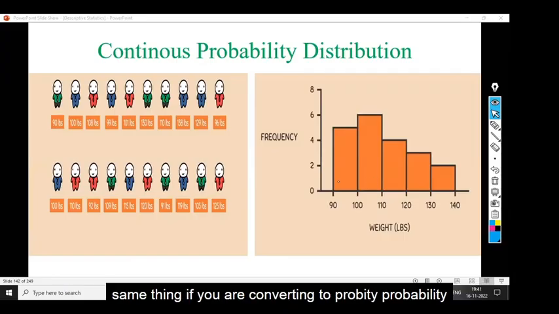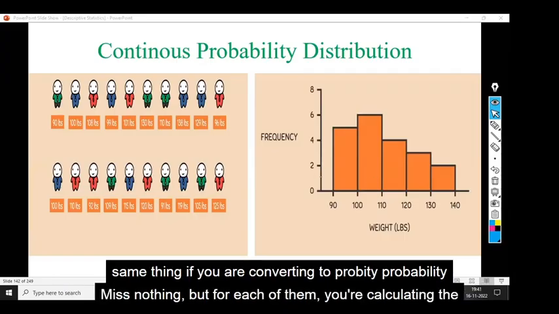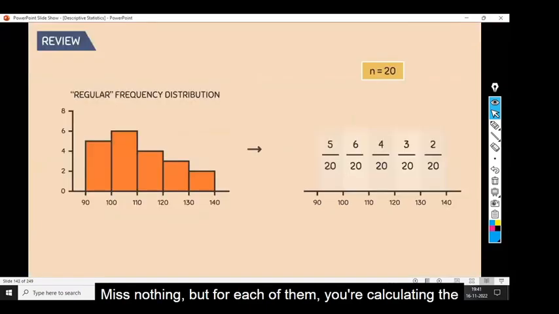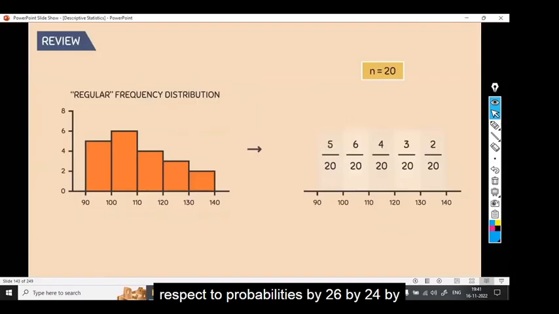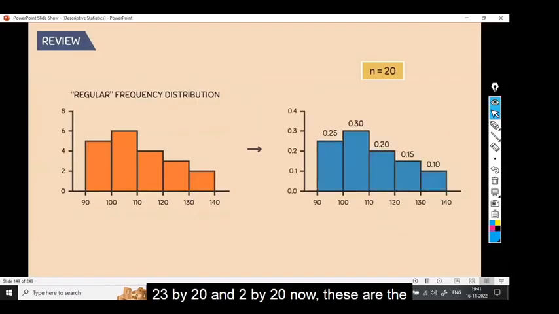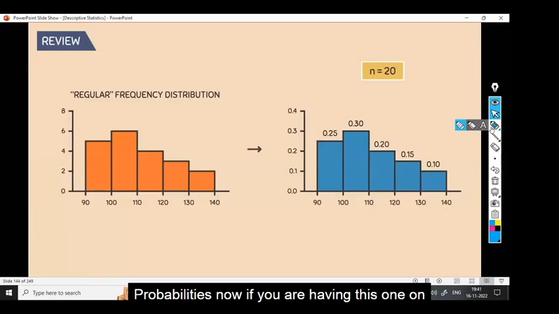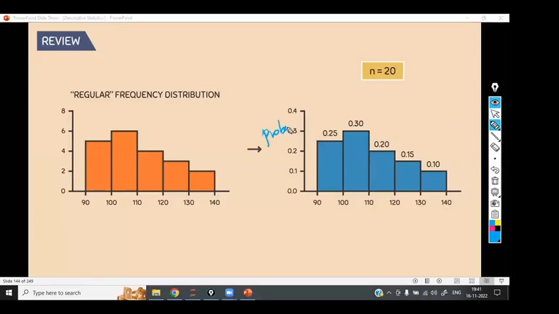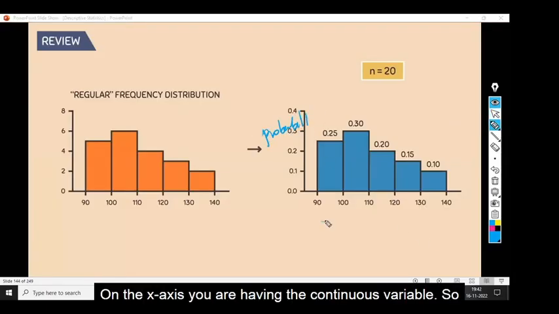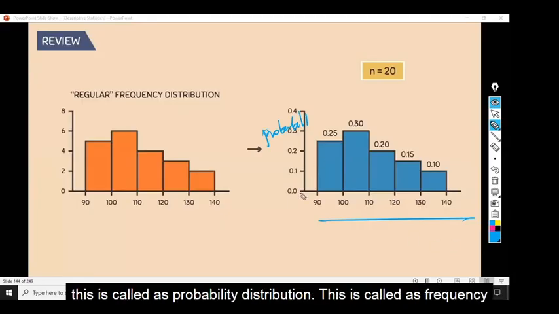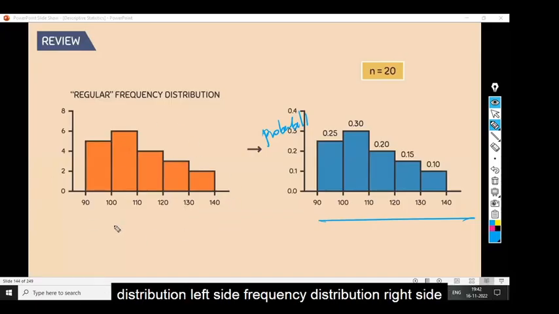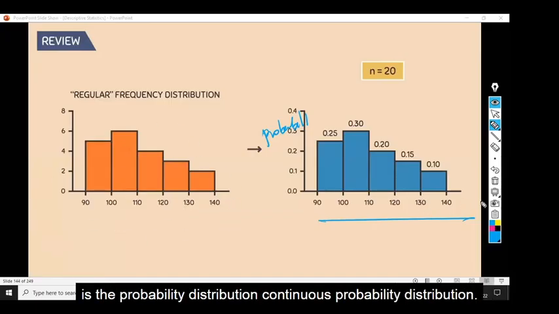Now if you convert this same thing to probability, for each of them you calculate the respective probabilities: 5 by 20, 6 by 20, 4 by 20, 3 by 20 and 2 by 20. Now these are the respective probabilities. On the y-axis you have the probability, and on the x-axis the continuous variable. So this is called a probability distribution. This is the frequency distribution on the left side, and the right side is the continuous probability distribution.